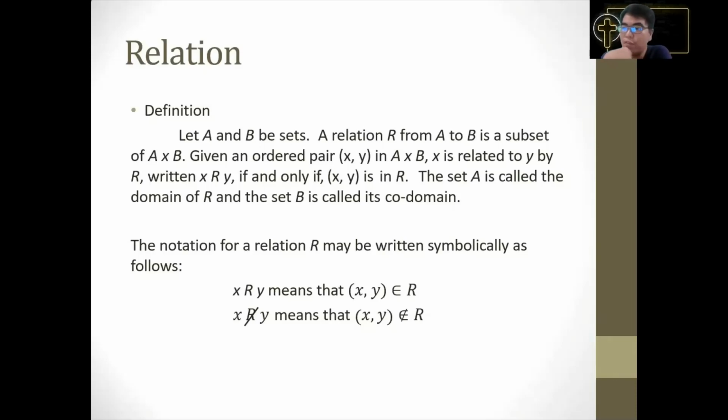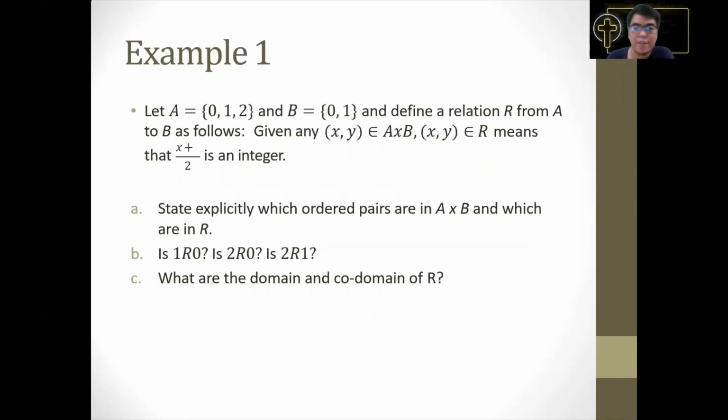So the notation for the relation may be written symbolically as follows: x R y, which means that the ordered pair x y is an element of R, and x not R y, which means that the ordered pair x y is not an element of R. Let's take an example for that.